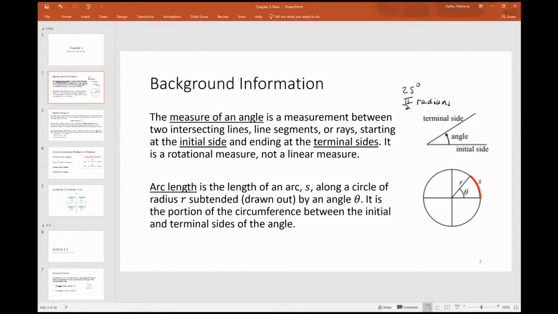All right, the arc length. An arc length is actually a distance measure. An arc is the portion along a circle that is across from an angle that's bounded by 2 radii of the circle. So it's a portion of the circumference of a circle in between the two sides of an angle.